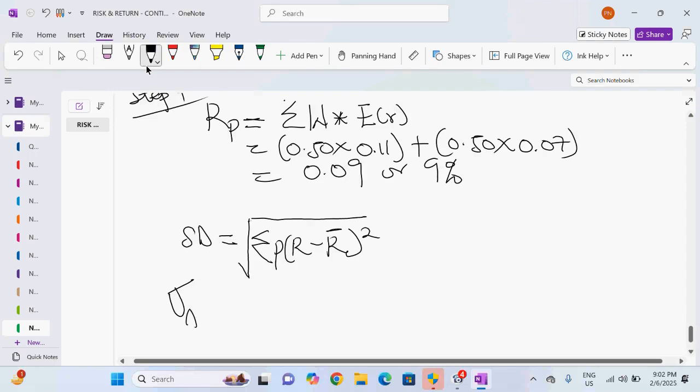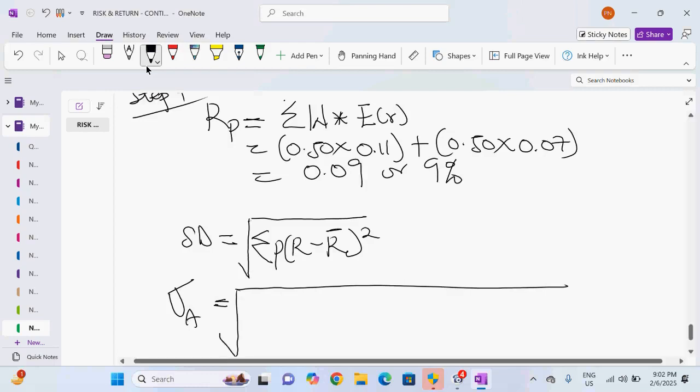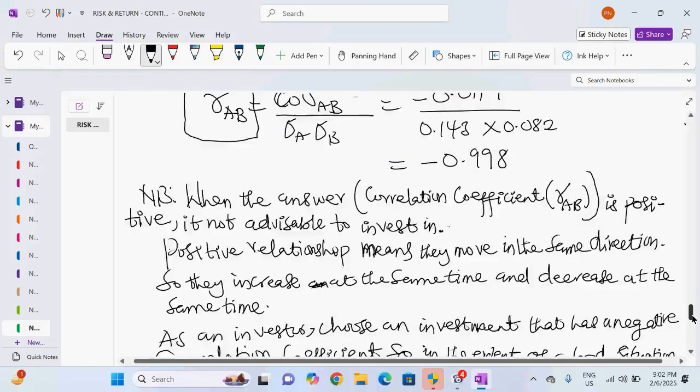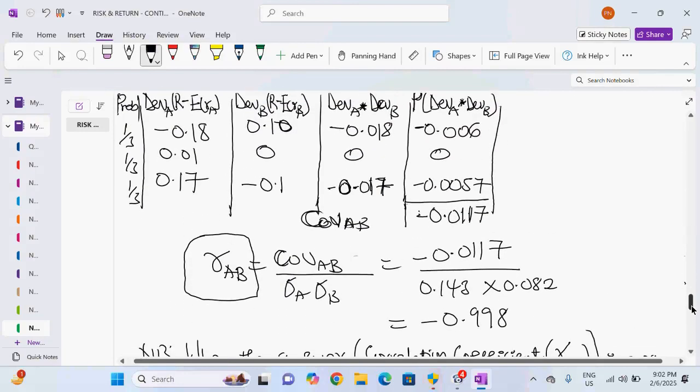So the standard deviation of A is, so that is 1. Probability is 1/3. What is the return? Return is what? I think we've done something like this already. Let me just do copy and paste.